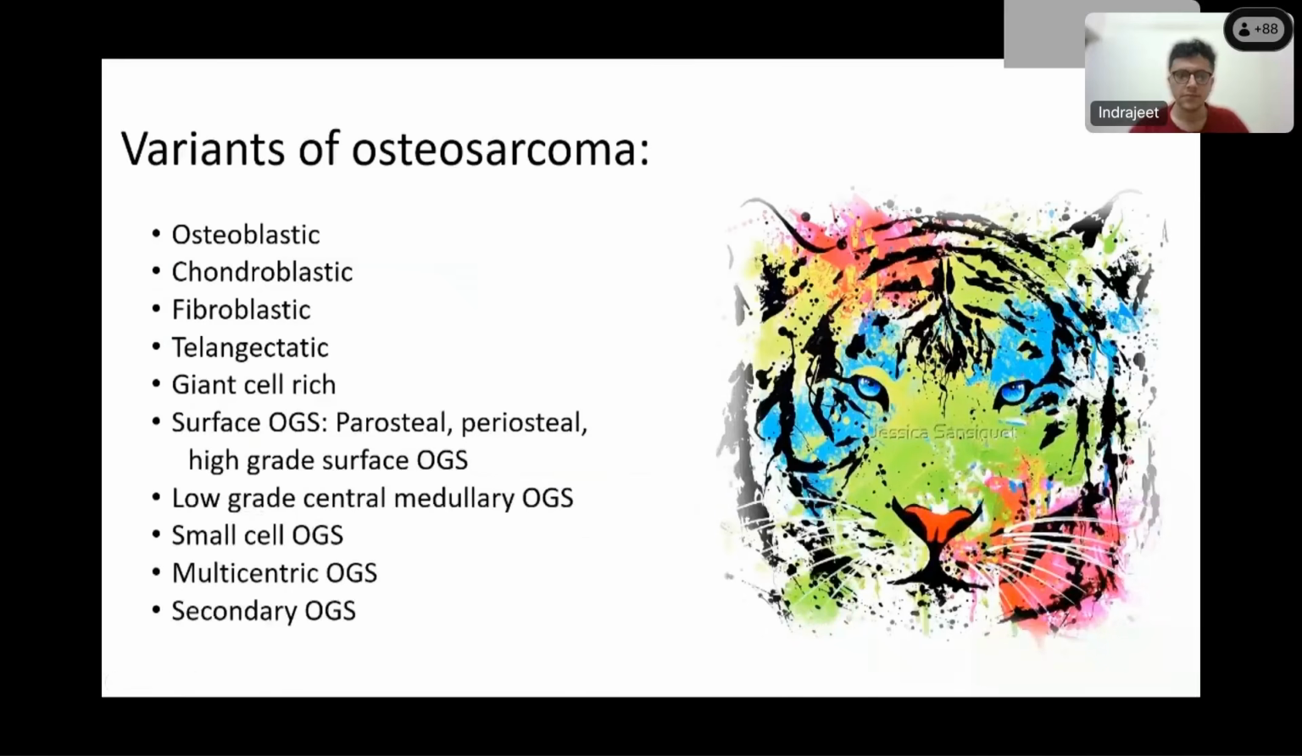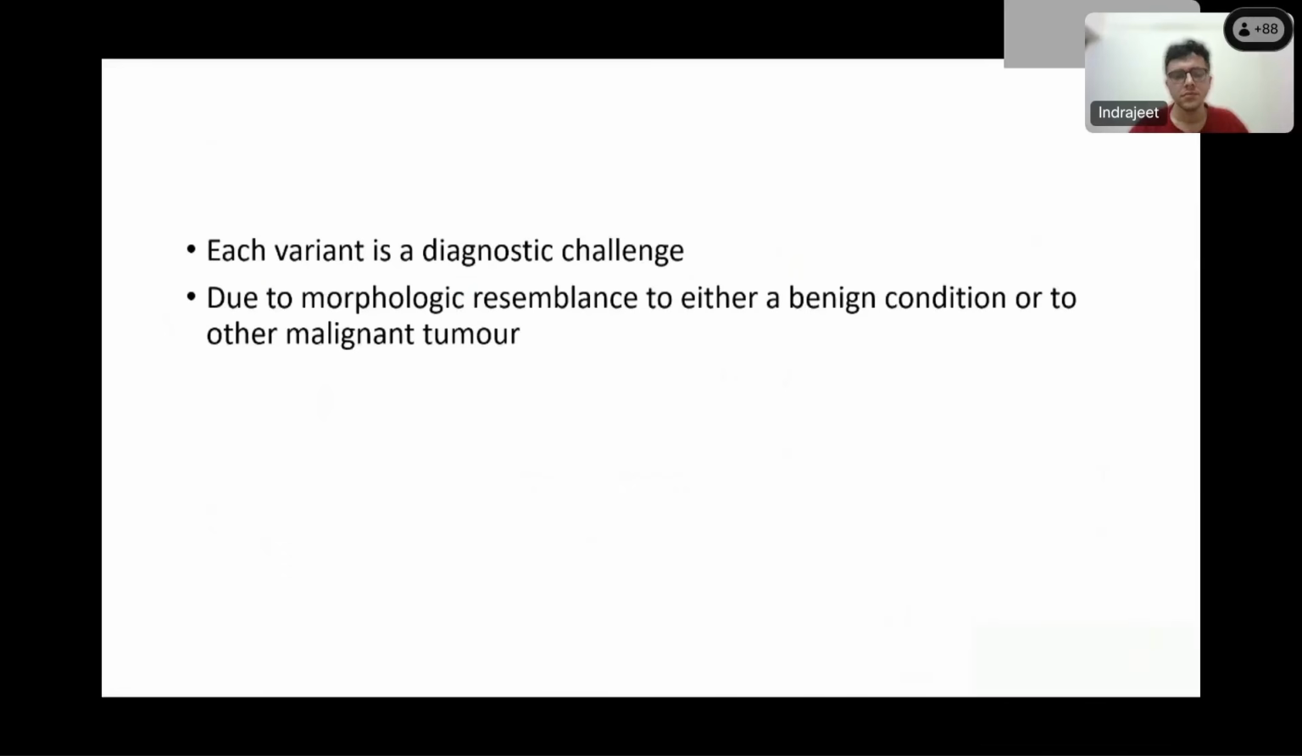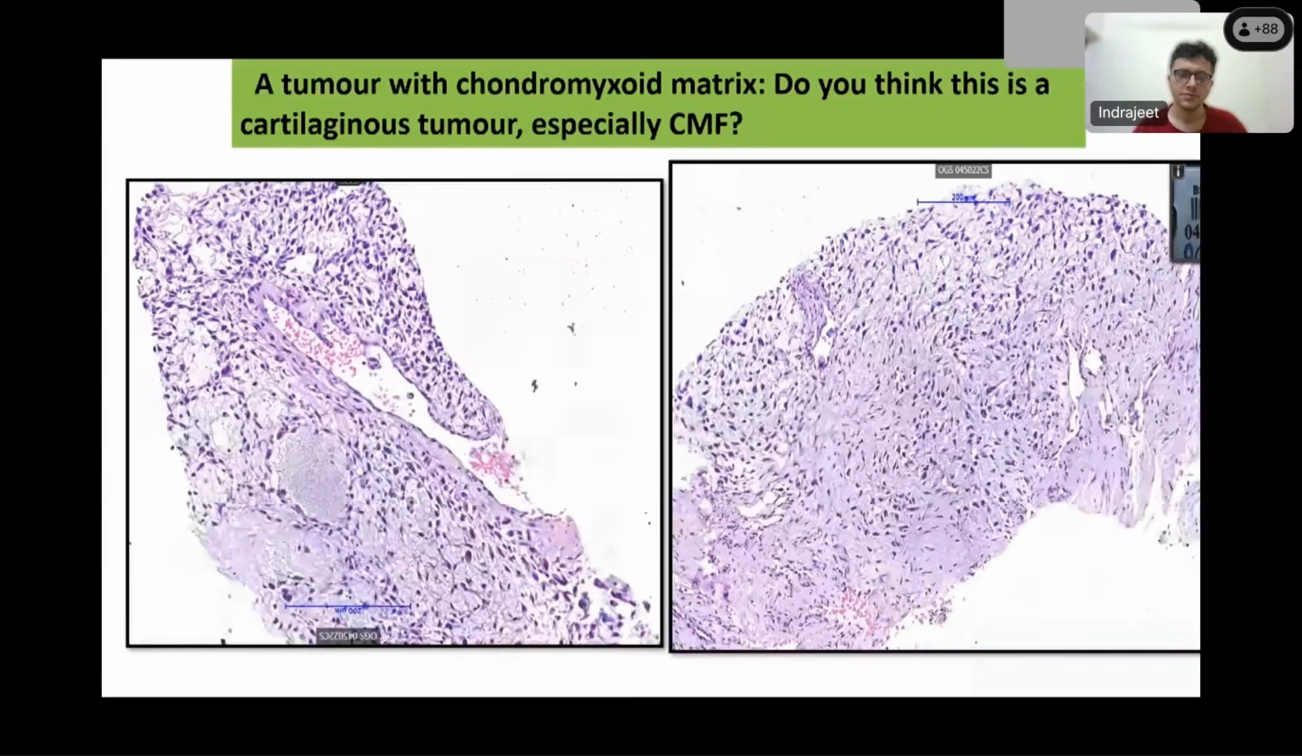Osteosarcoma has the capacity to mimic every one of the tumors mentioned here. Now, there are so many variants of osteosarcoma. This is the most dreadful tumor when it comes to the diversity of morphology. And I honestly believe that it beats even melanoma when it comes to morphologic diversity. Let us see a few examples of it. Each variant of osteosarcoma is a diagnostic challenge because of the morphologic resemblance to either a benign condition or to some other malignant tumors.